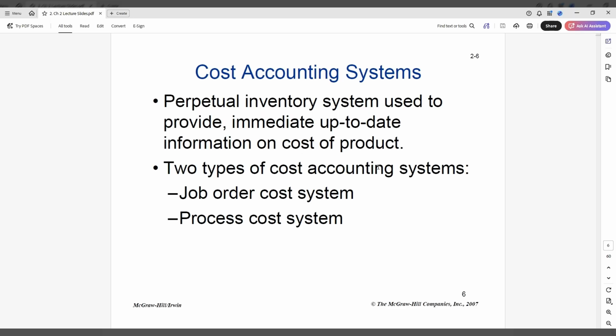When it comes to these cost accounting systems, like we just talked about, there's a job order cost system. That's what we're going to focus on in Chapter 2. And then there's a process cost system, which we will focus on in Chapter 3.